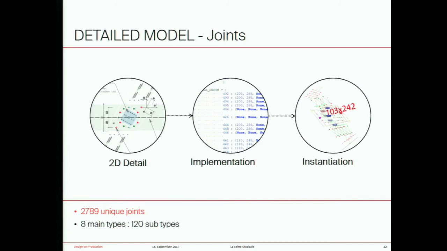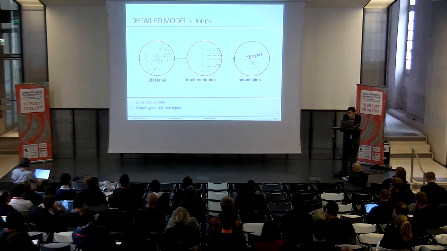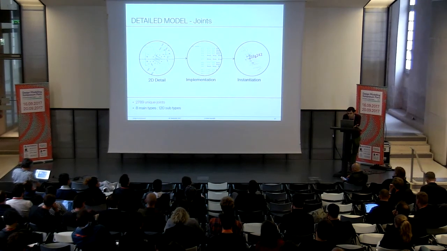And in this case, the close collaboration with the engineer ensures that the parametric implementation of the details will be quite straightforward. Then these are instantiated on the corresponding joints, which have been previously identified by their types. And in the same project, we had 2,789 unique joints, which were grouped into 8 main types and then subdivided into 100 subtypes, which is quite a lot already because you have to implement all of them.